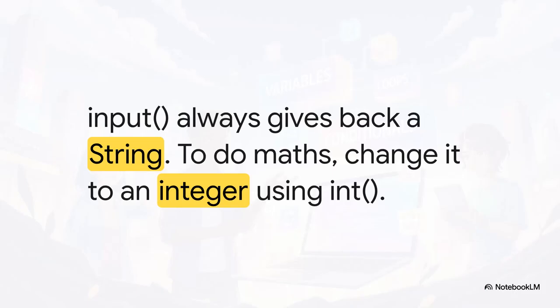And you really got to watch out for this one. This is a classic beginner trap. The input command always, and I mean always, gives back a string. Even if the user types the number 5, Python looks at it and just sees the text character 5, not the actual math number 5. So if you want to do math with a number someone typed in, you absolutely must change it to an integer first. You do that by wrapping it up in the int command. Because if you try to multiply two strings together, well, Python's going to get real confused real fast.